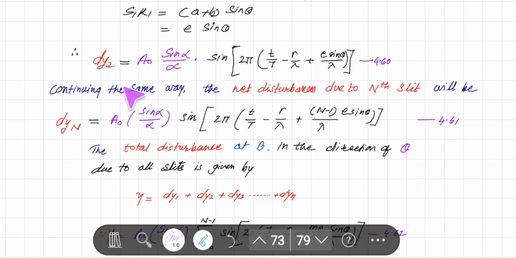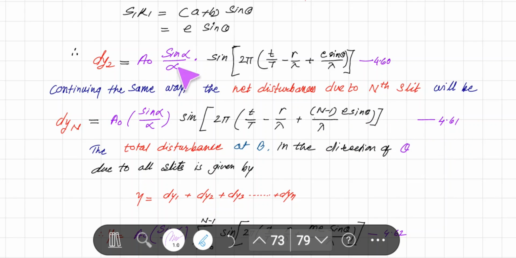Now the same can be found for dy3, dy4, up to dyn. Continuing the same way, we get the net disturbance due to the nth slit as dyn equals A0 sine alpha upon alpha, amplitude as it is, but there will be a phase difference, that is 2 pi into t upon capital T minus r upon lambda, plus n minus 1 times e sine theta upon lambda. That is expression 4.61.